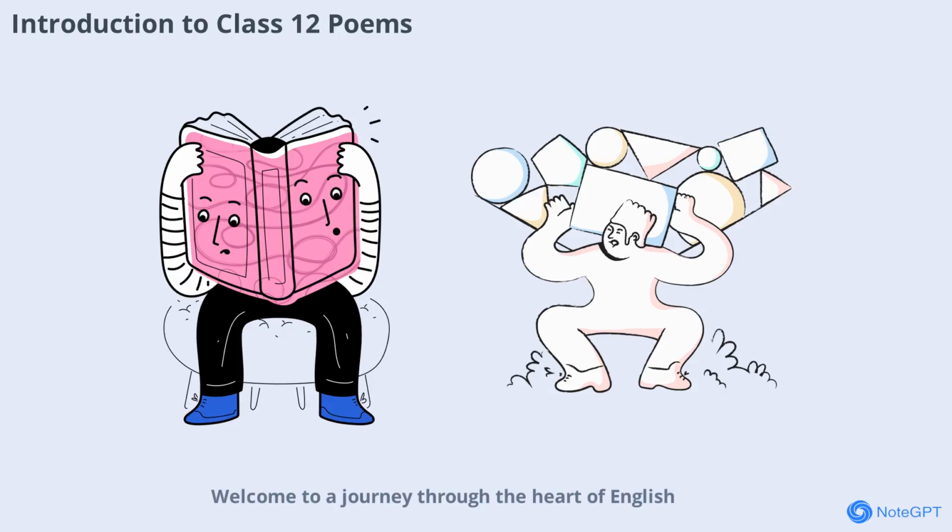Welcome to Journey Through the Heart of English Literature with 5 remarkable poems from the Class 12 syllabus. Each poem, penned by a celebrated poet, explores unique themes ranging from the complexities of human relationships to the beauty of nature and the struggles of marginalized voices. In this video, we'll briefly introduce each poet and set the stage for a deeper understanding of their works.